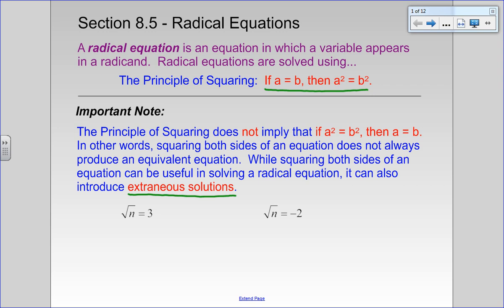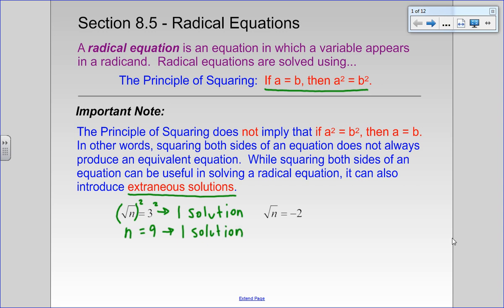To illustrate this fact, let's look at the two equations shown on this slide. First, let's consider the square root of n equals 3. By inspection, we can tell immediately that this equation has one solution, namely 9, because the square root of 9 equals 3. To arrive at this solution algebraically, we could use the principle of squaring. If we square both sides of our original equation, the square root of n squared is simply n, and 3 squared is 9. The equation n equals 9 also has one solution, the same solution as our original radical equation.